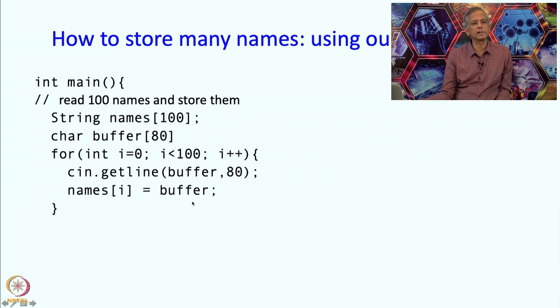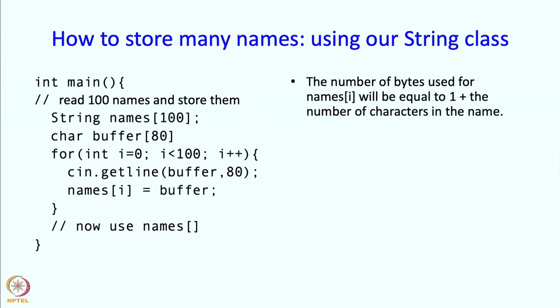So that's it, that's the code. Now you can use this names array however you want. You can do whatever you want with the names inside that array. Again, I just want to point out that we have solved the problem that we started off this lecture with. The number of bytes used for names I will be equal to 1 plus the number of characters, and incidentally, this was exactly the solution we got early on in the lecture. In the activation frame, we had an array of pointers. Even here, we effectively have an array of pointers.